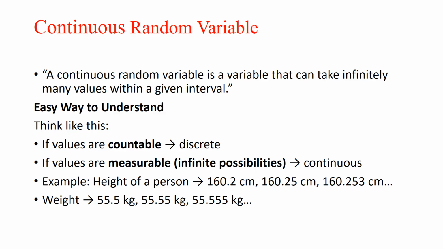Think like this. If you can count values one by one, it is discrete. But if you are measuring something, it is continuous. For example, height and weight are continuous because they can take many decimal values. This simple idea will help you easily identify what is a continuous random variable. The values never stop in between.